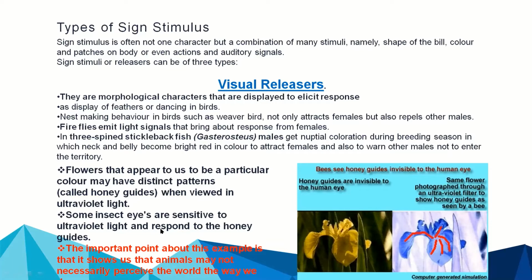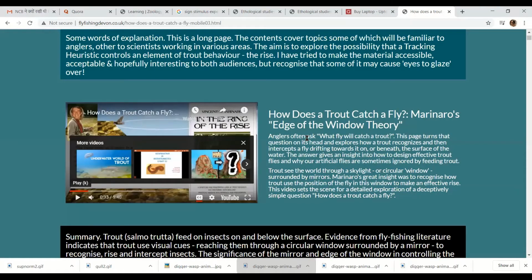Another example of visual releaser is how trout fishes catch insects. See, insects, they are above the water and trout is inside the water. So how do trouts catch the insect? I'll show you a video where you can see how the trouts catch insect. This video is of flyingfishingdevon.co.uk.